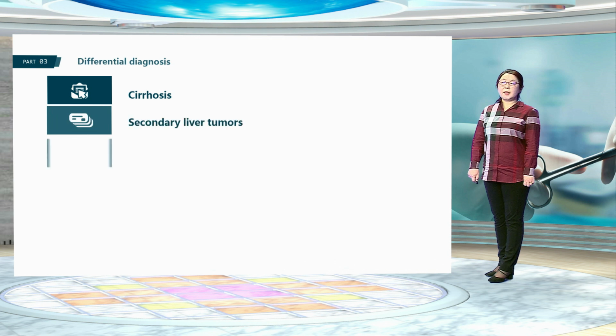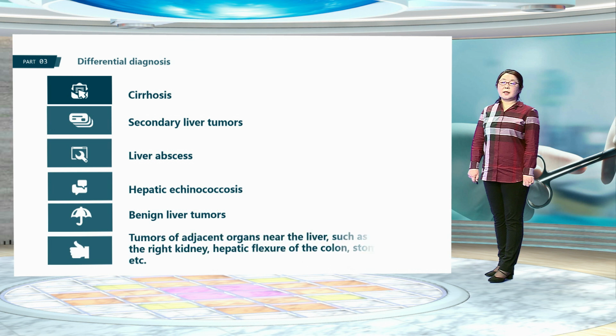Differential diagnosis includes cirrhosis, but not malignant tumor, and secondary liver tumor, or liver abscess, and hepatic echinococcosis, or benign liver tumor, or tumors of adjacent organs near the liver, such as the right kidney tumor, or hepatic flexure of the colon, or stomach, or pancreas.